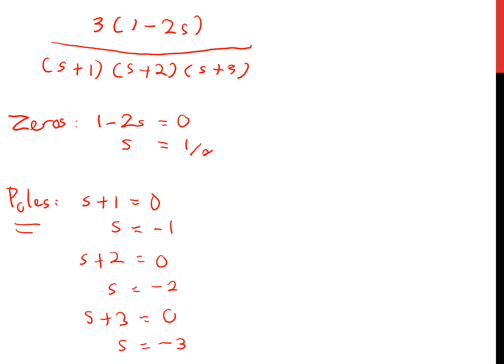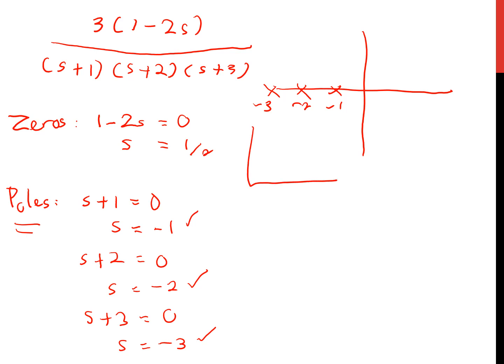This will influence the final response. In this case, you have negative 1, negative 2, negative 3. That means you have 3 poles at negative 1, negative 2, negative 3. If we plot the location, you have negative 1 here, negative 2, negative 3. So it is on the negative axis, and this process in the end will reach steady state like this. So it becomes a stable response.